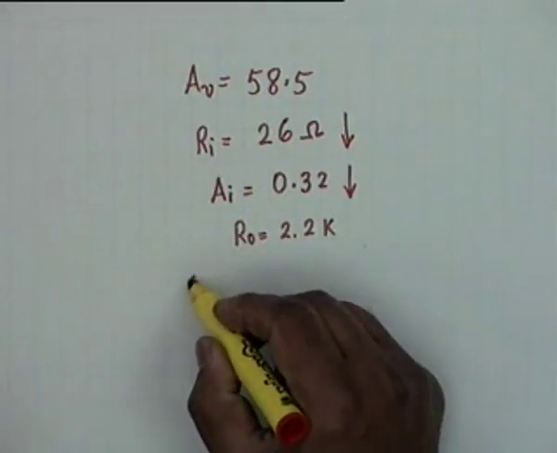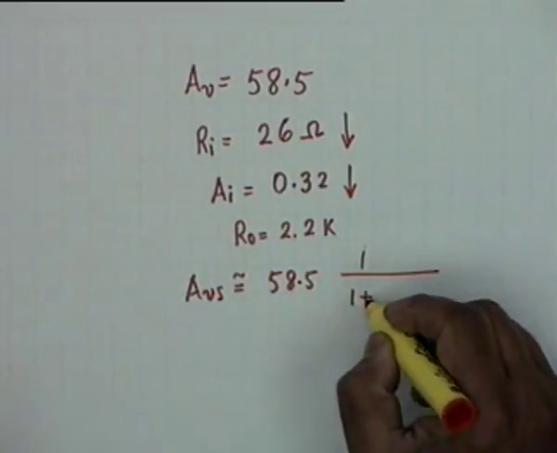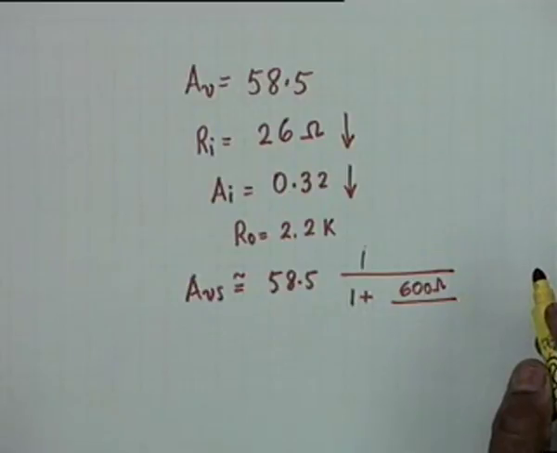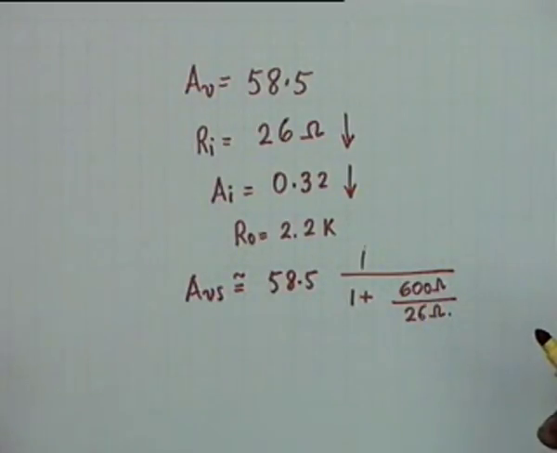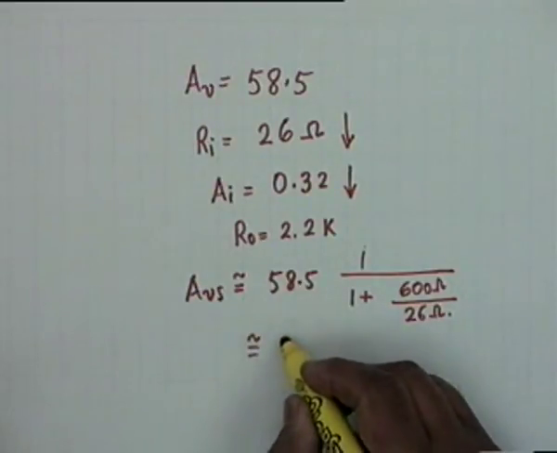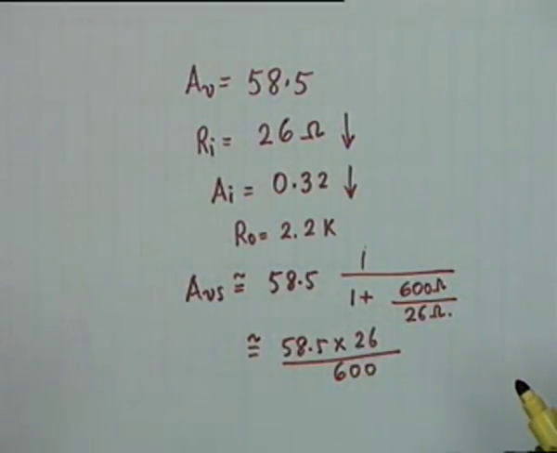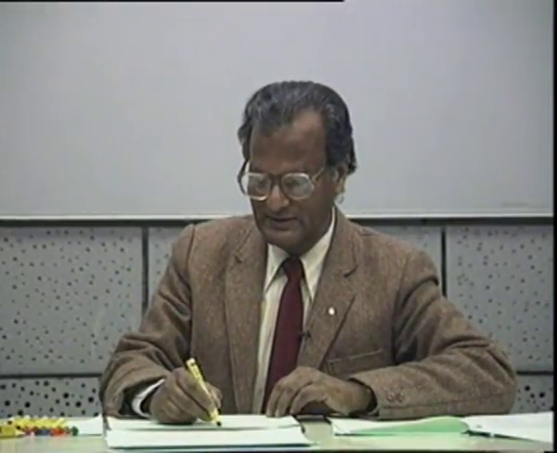You can calculate what AVS would be: 58.5 multiplied by 1 by approximately 1 plus RS is 600 ohms and 1 by GM is 26 ohms, okay. So this is indeed much greater than 1, and you can approximate this as 58.5 into 26 divided by 600. The gain is approximately 2.6, right? Yes. Tends to 2.6 because this is approximately 10. Any question on this?